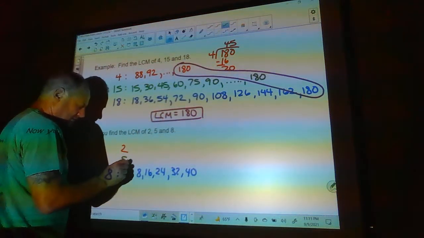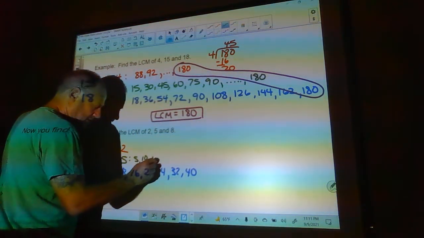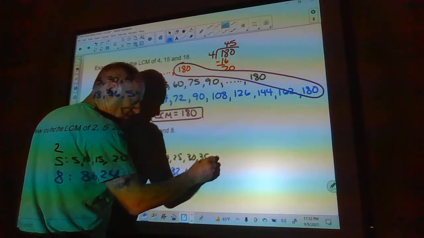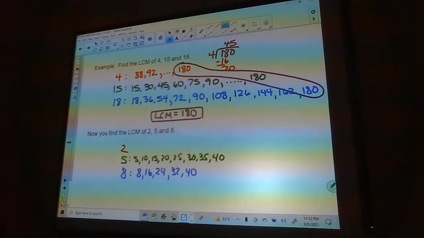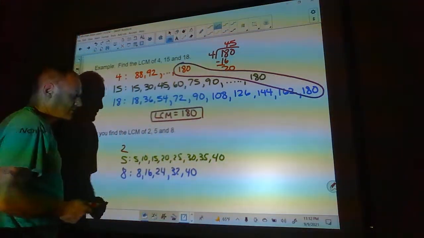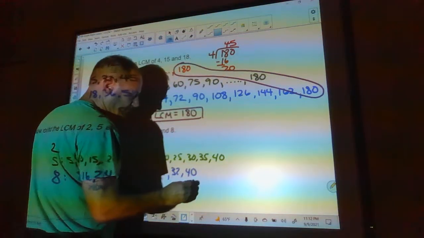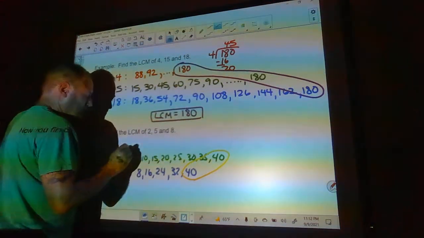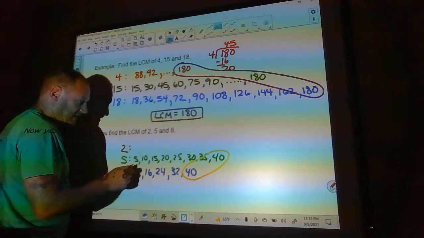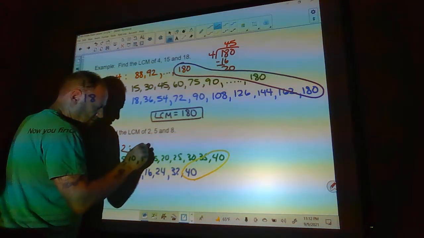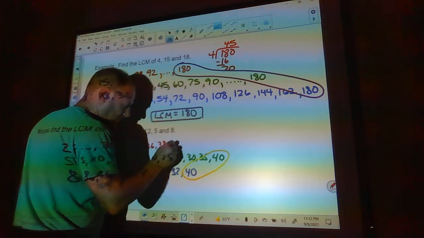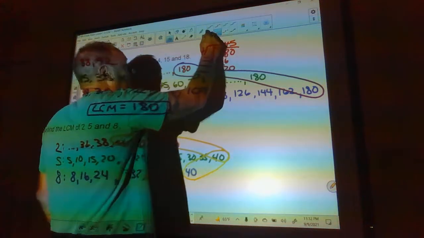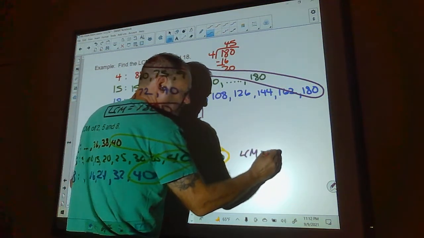5, 10, 15, 20, 25, 30, 35, 40. 40 looks good. In fact, I know that 40 is going to work because that's the least common multiple for these two. And 2 will also go into 40. It'll go into any even number, so it's going to go 36, 38, 40. So 40 is going to be my answer. So the least common multiple is going to be 40.